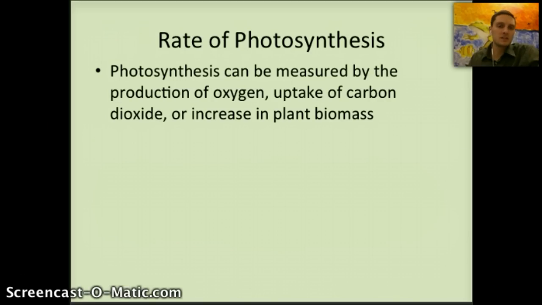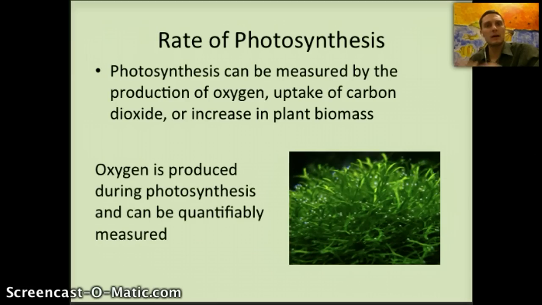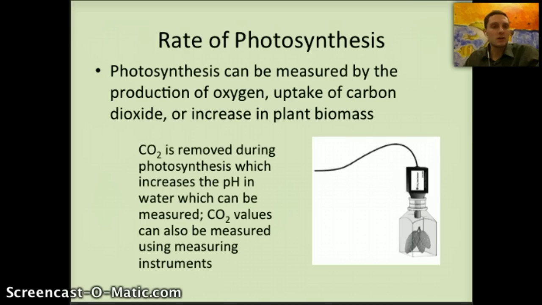The overall rate of photosynthesis can be measured in a couple of different ways: by the production of oxygen, the uptake of CO2, or an increase in plant biomass. If we are measuring the amount of oxygen produced during photosynthesis, remember that the inputs of photosynthesis are sunlight, H2O, and carbon dioxide, and one of the products that we get is O2. We can measure that using probe-type software and hardware. We can measure how much oxygen is produced during the process of photosynthesis. Another way that we can measure it is also in terms of the production of oxygen.